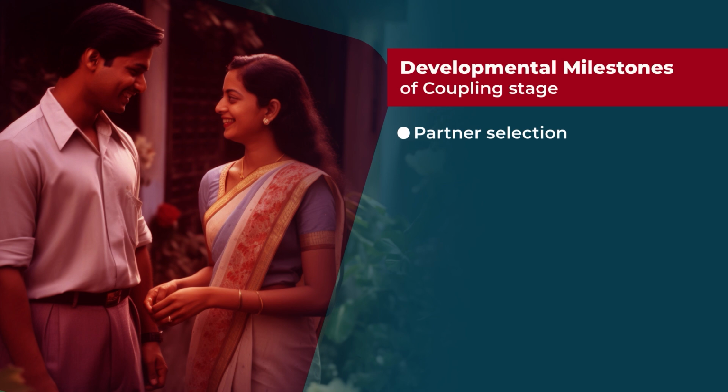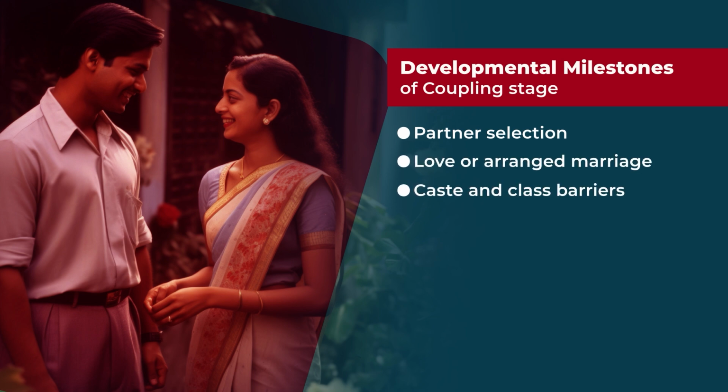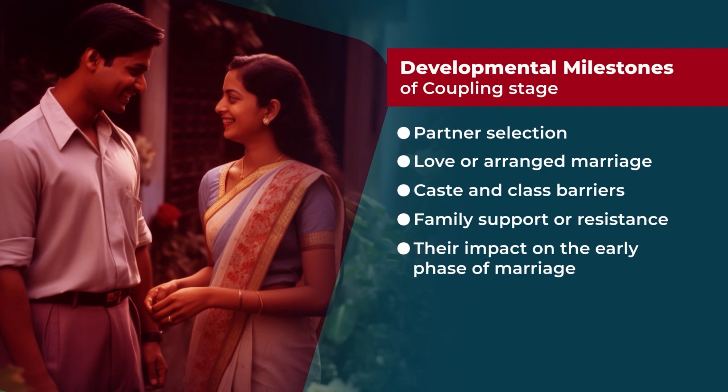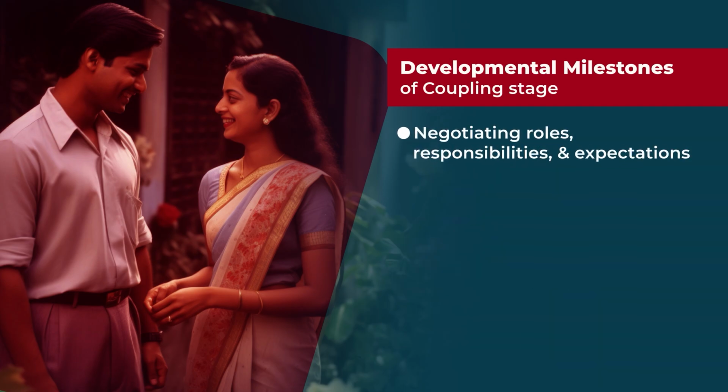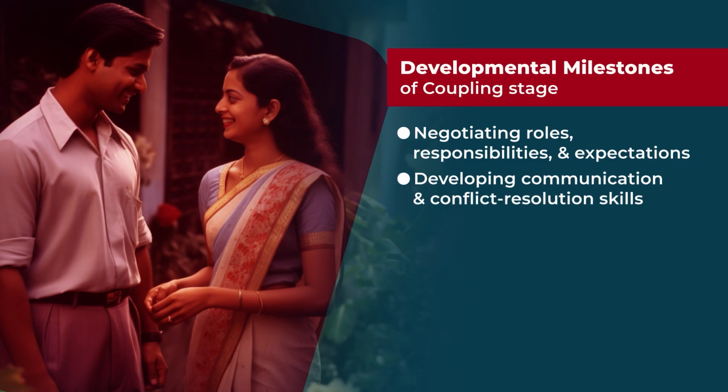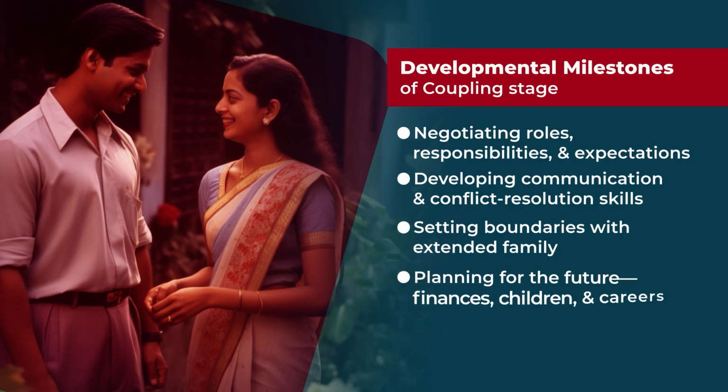Partner selection, love or arranged marriage, caste and class barriers, family support or resistance, and their impact on the early phases of marriage; establishing a shared identity as a couple, negotiating roles, responsibilities, and expectations, developing communication and conflict resolution skills, setting boundaries with extended families, planning for the future, finances, children, and career.